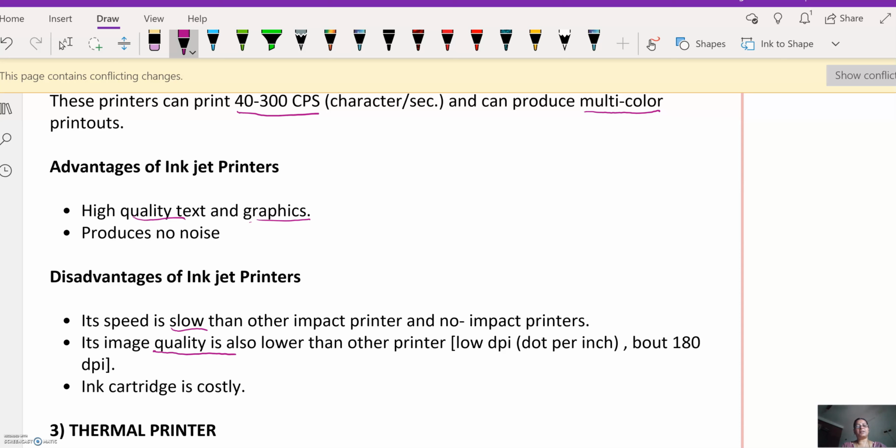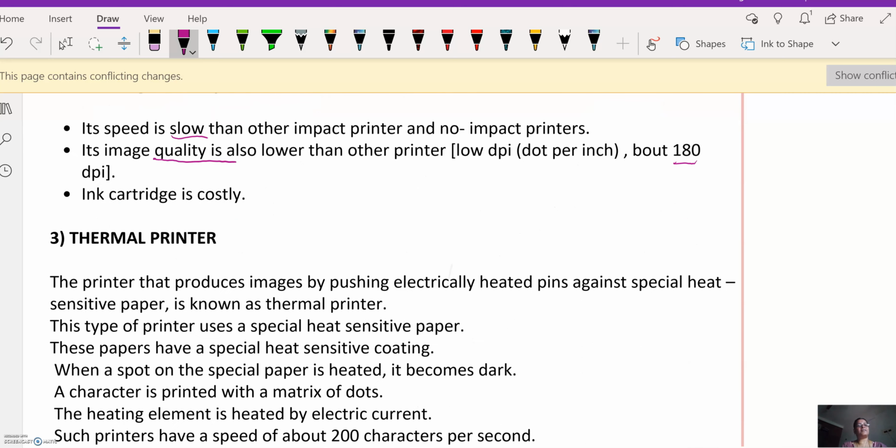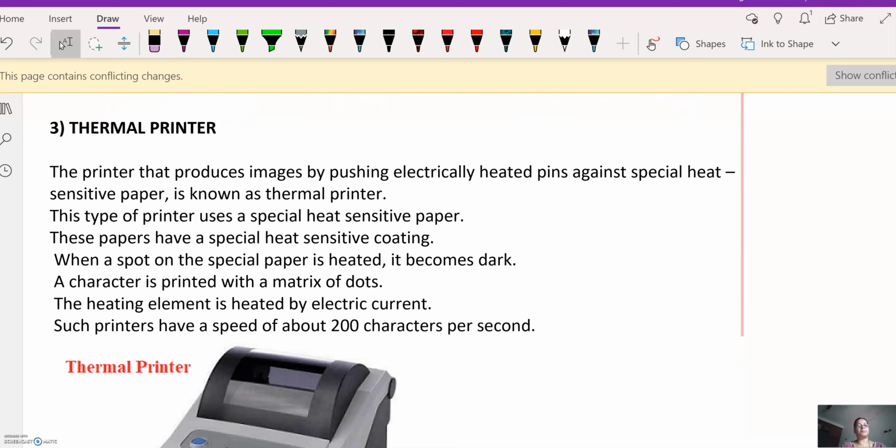It is lower than the other printers, because it all depends on the dots per inch. So we have told that it could be in the range up to 180 dpi. So obviously the quality is also going to be moderate, and of course the maintenance cost is going to be more because the ink cartridge which we are using for the inkjet printer is going to be a costly affair. The next category which we are going to discuss now is the thermal printer.